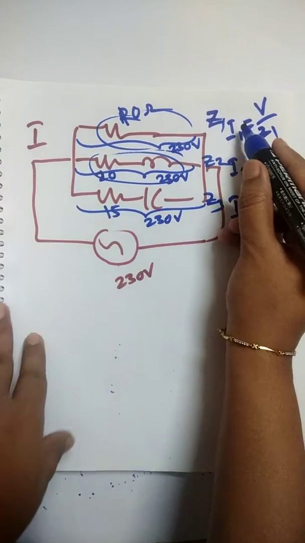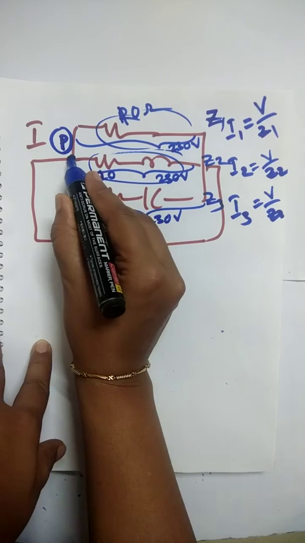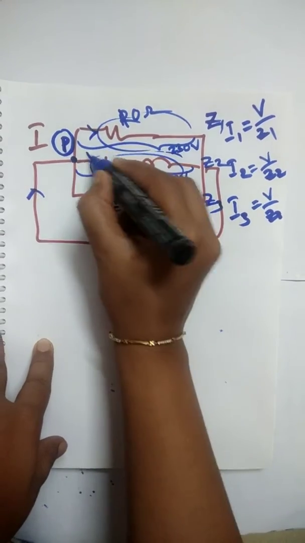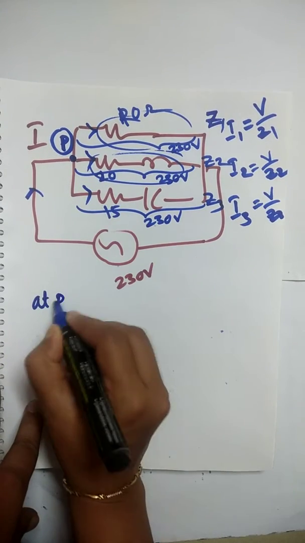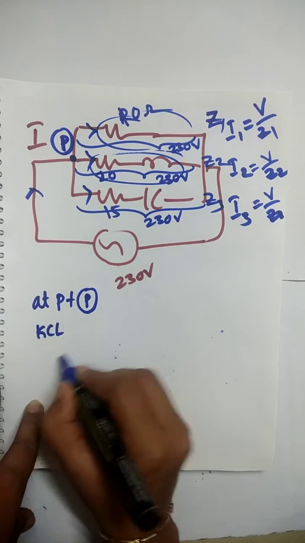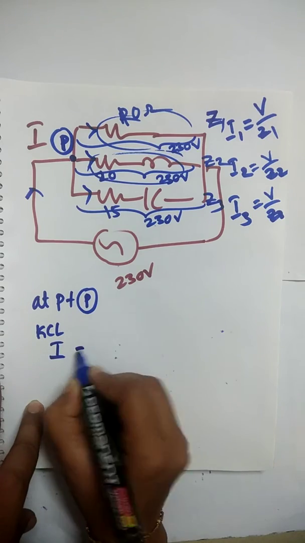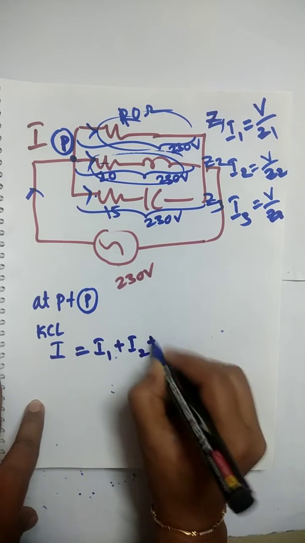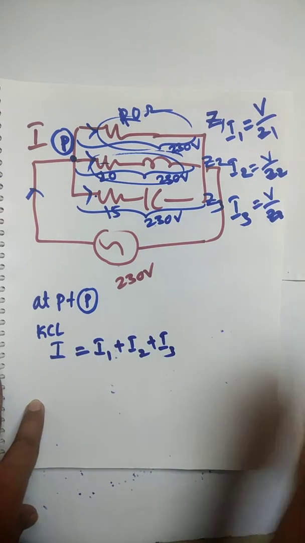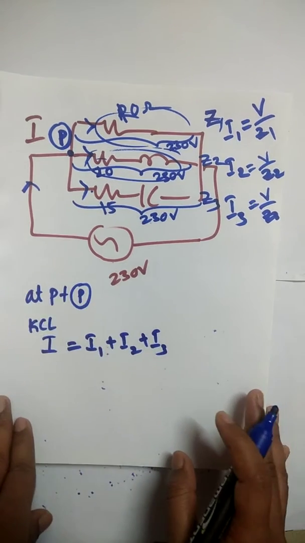Once you have calculated I1, I2, I3, what you can do is take a point P at this junction, and then apply KCL at that point. At point P, current entering will be equal to current leaving. So current entering is I, which will be equal to current leaving, I1, I2, I3. So I1 plus I2 plus I3. You have calculated I1, I2, I3, so substitute and you will get I. Second task also completed.